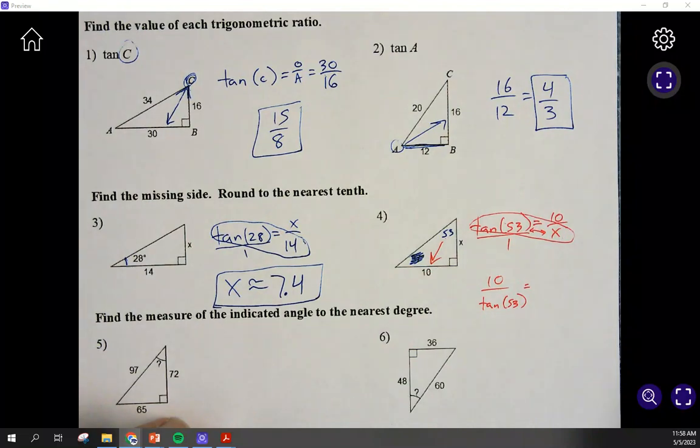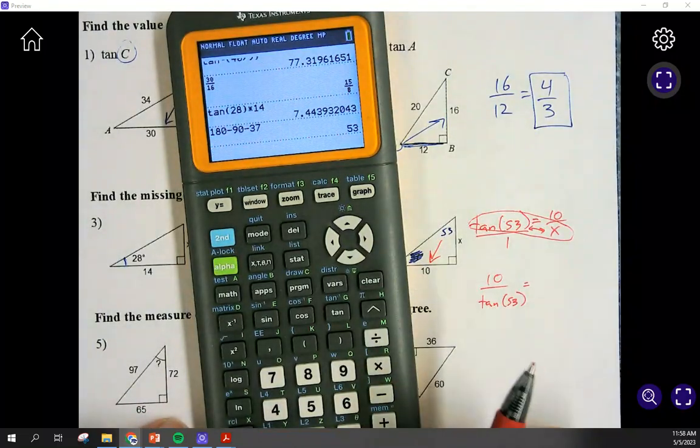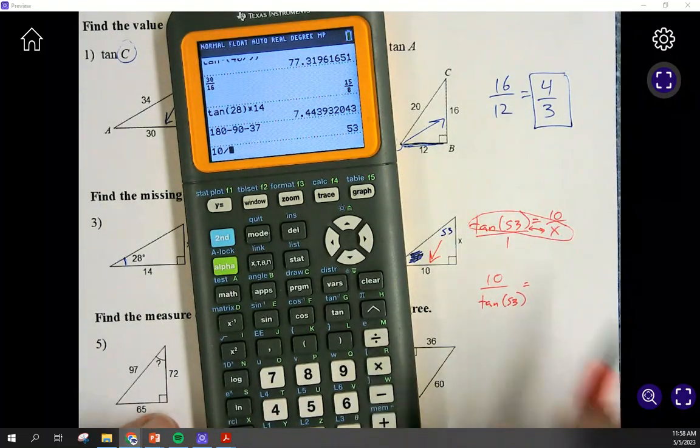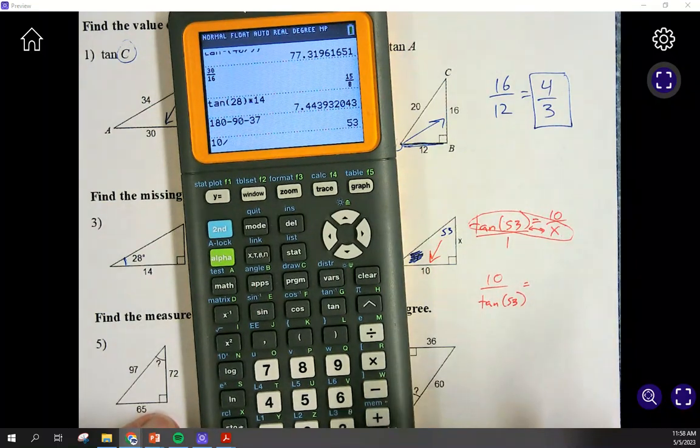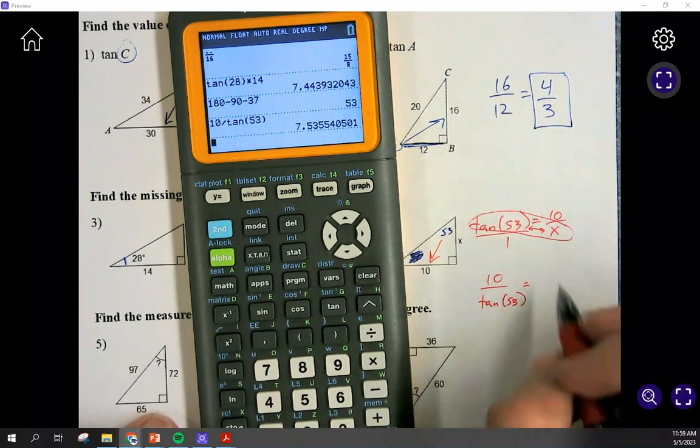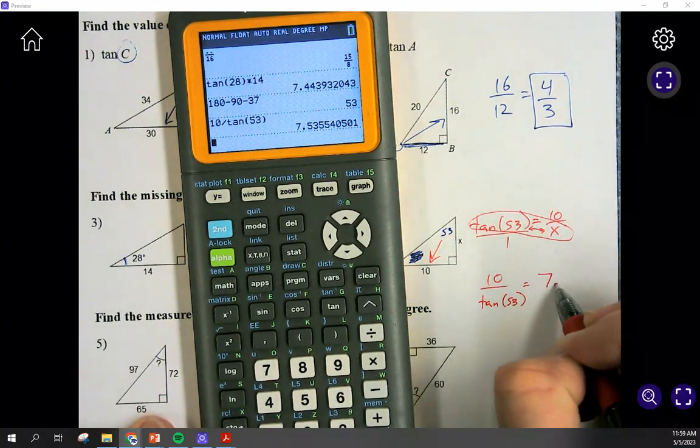And we're just going to go ahead and solve it. So when we see this setup, again, we're going to do division. Make sure you divide the correct way. 10 divided by tangent of 53. And we'll round this to the nearest tenth, 7.5.